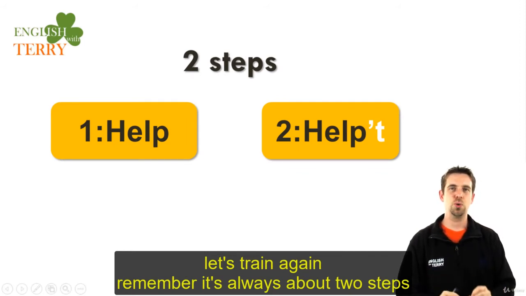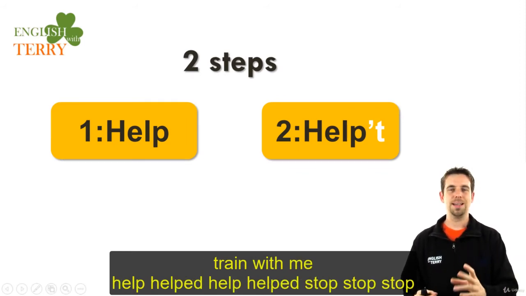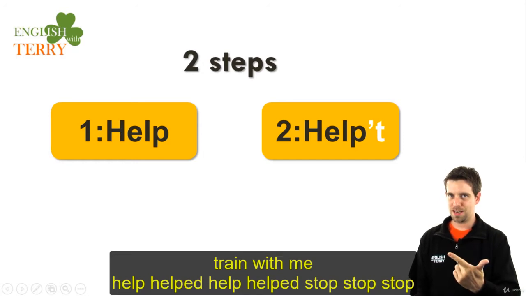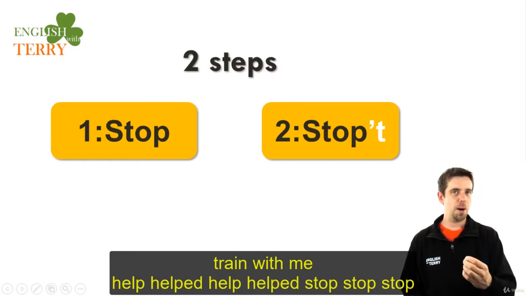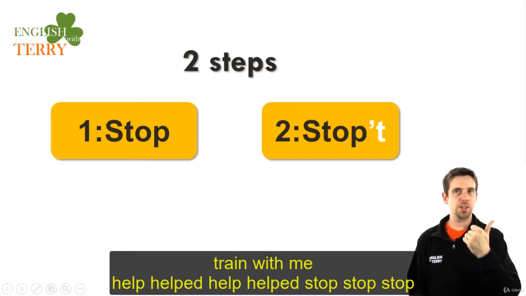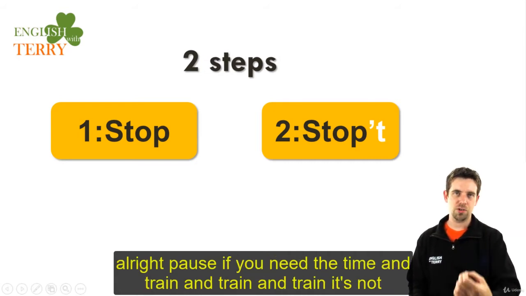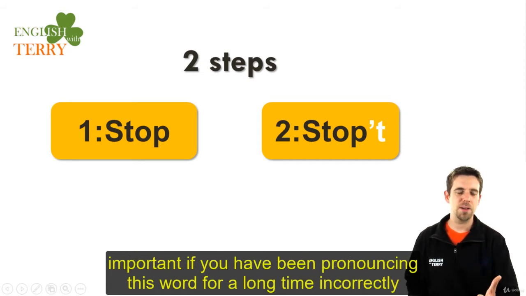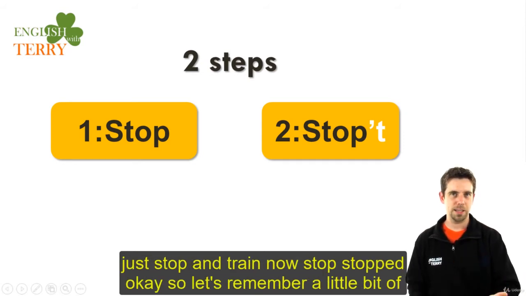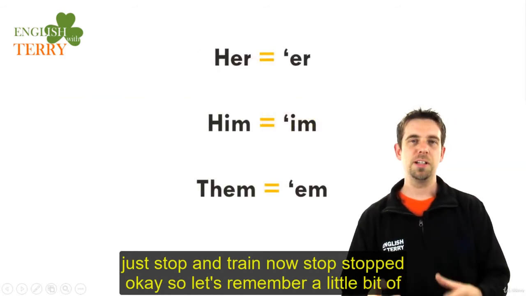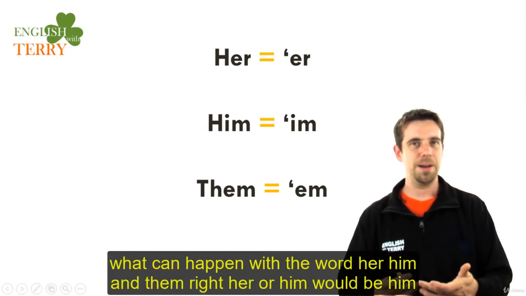So let's train again. Remember, it's always about 2 steps. Train with me. Help, helped. Help, helped. Stop, stopped. All right, pause if you need the time and train and train and train. It's not important if you have been pronouncing this word for a long time incorrectly. Just stop and train now. Stop, stopped.